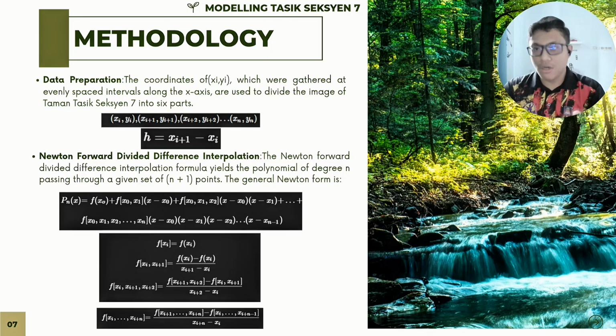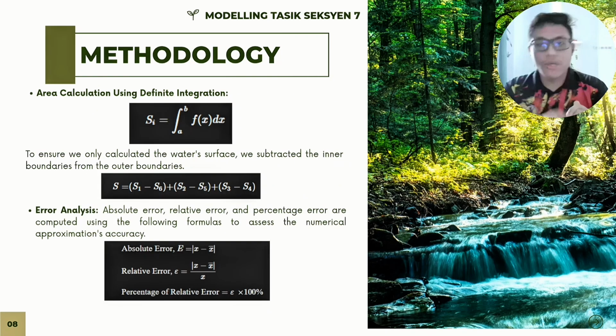This transforms our condition law into a statistical function representing the lake age. Now, we go to the error calculation using definite integration. Once we have the polynomial function for each section, we apply definite integration between boundaries A and B to find the area under the curve. To ensure we only calculate the water surface, we subtract the inner boundaries from the outer boundaries.